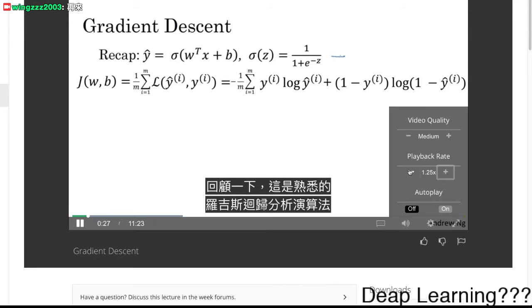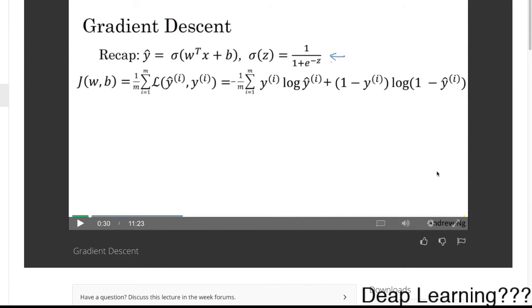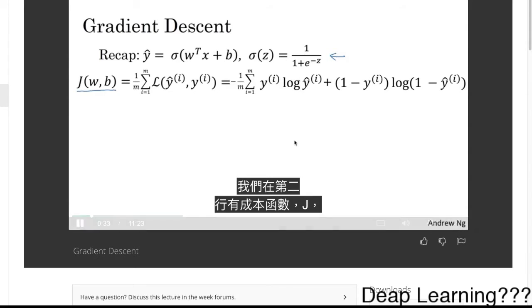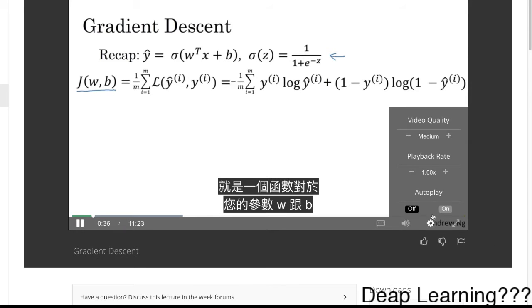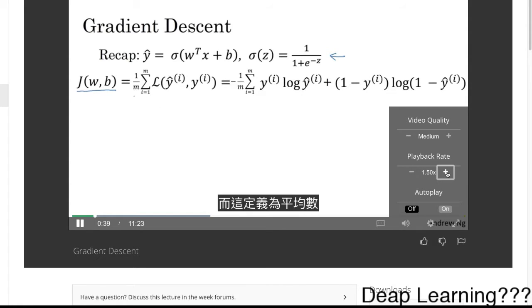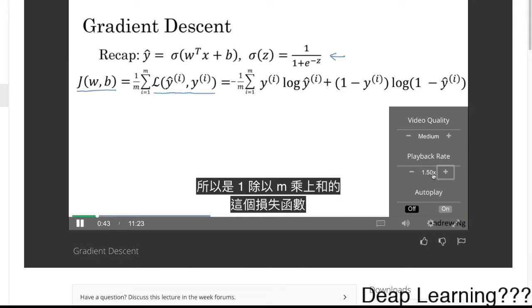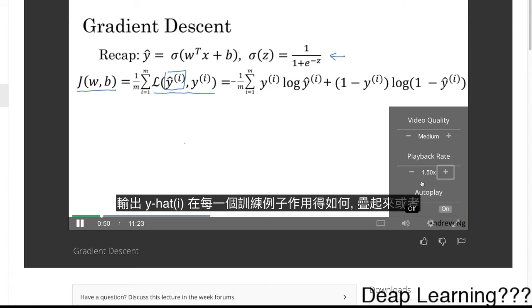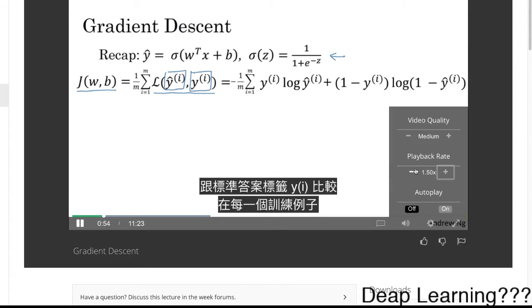To recap, here is the familiar logistic regression algorithm. And we have on the second line the cost function J, which is a function of your parameters W and B, and that's defined as the average, so it's 1 over m times the sum of this loss function. And so the loss function measures how well your algorithm's outputs, y hat_i, on each of the training examples, stacks up or compares to the ground truth label y_i on each of the training examples, and the full formula is expanded out on the right.